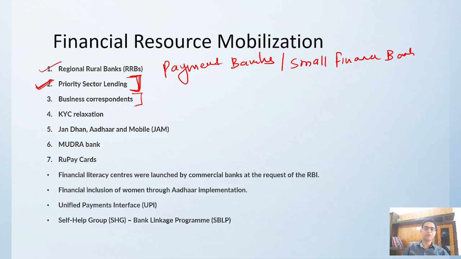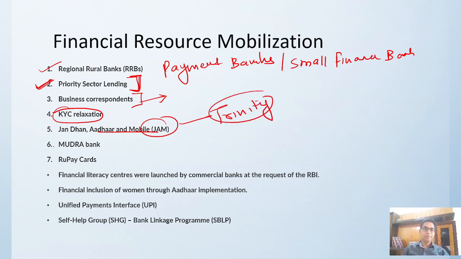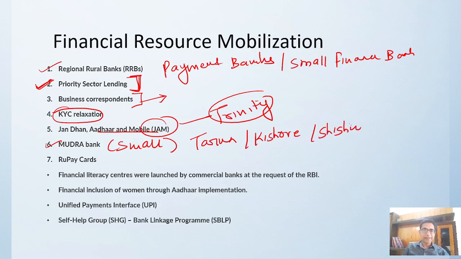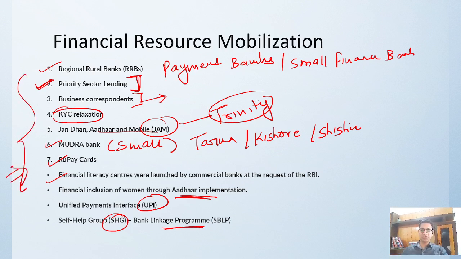Business correspondents go to the villages for resource mobilization. KYC relaxation has been done. Jan Dhan, Aadhaar, Mobile, we call it the JAM Trinity model. Mudra Bank for small loans. Okay, Tarun, Kishore, Shishu loans are there. RuPay cards are being given to the people. Financial literacy program, financial inclusion through Aadhaar implementation, UPI, self-help group, bank linkages program. These are the topmost programs government is running for financial resource mobilization, right?